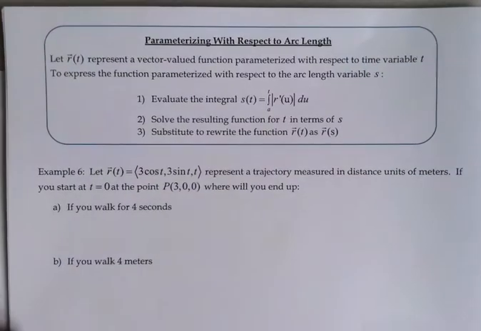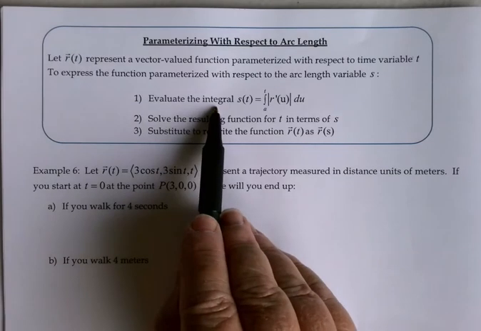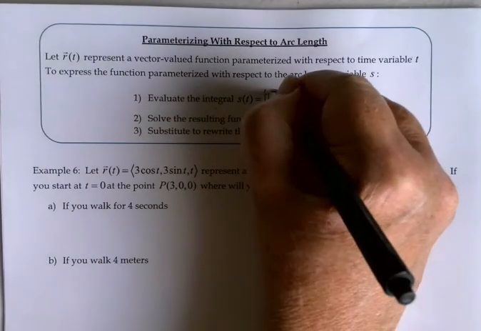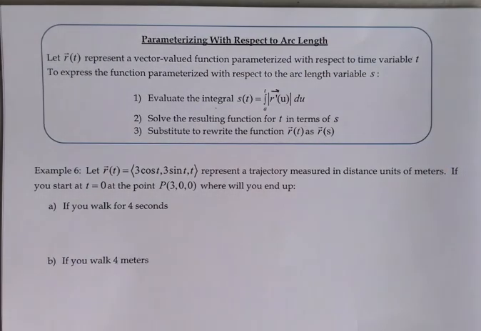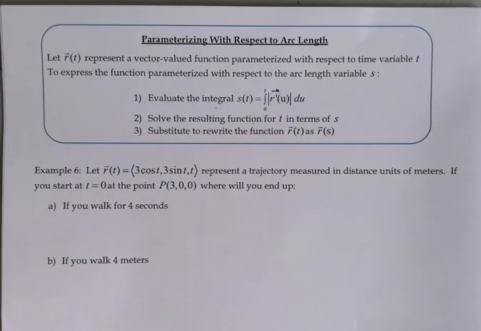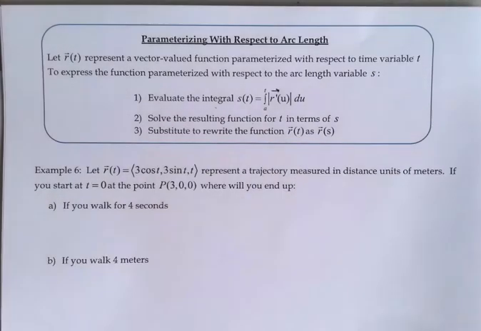So, step by step, how does that look? To parameterize with respect to arc length, I'll begin by evaluating that integral, s of t, integral from a to t of the magnitude of r prime of u du. I'll solve the resulting function for t in terms of s, and then I'll just substitute for the t's to get a formula for r of s. So let's try it out.